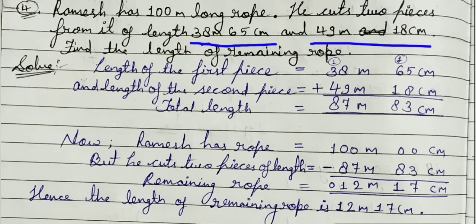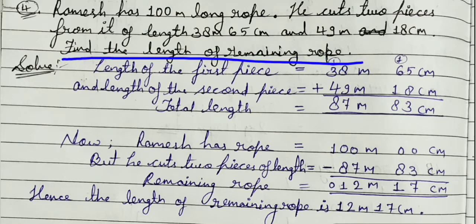So it means that Ramesh has a 100-meter long rope, and when he cut it into 2 pieces, the lengths of the 2 pieces are 38 meter 65 centimeter and 49 meter 18 centimeter. These are the lengths of these 2 pieces. So what do we have to calculate here? We have to find the length of the remaining rope.